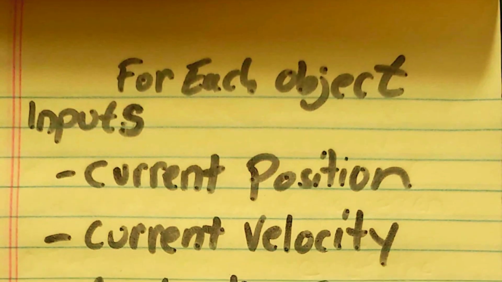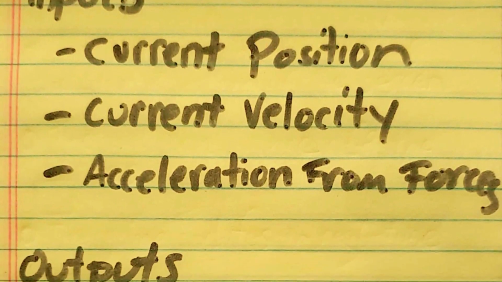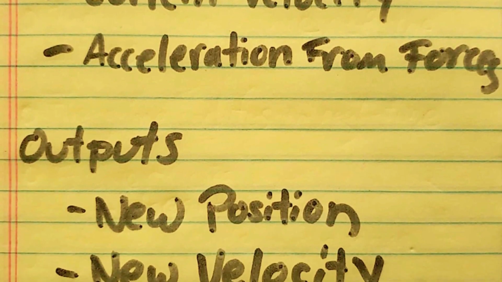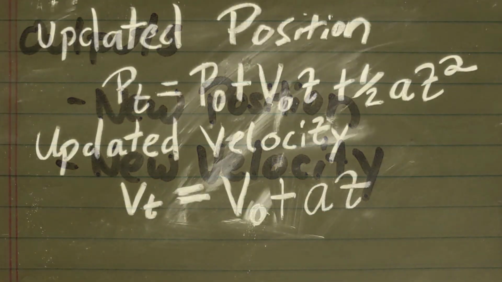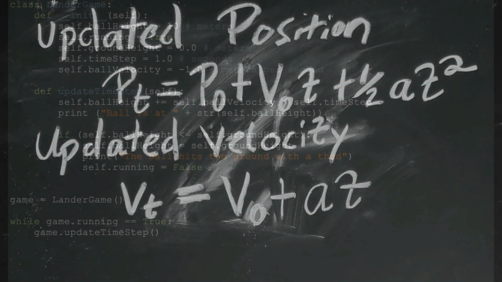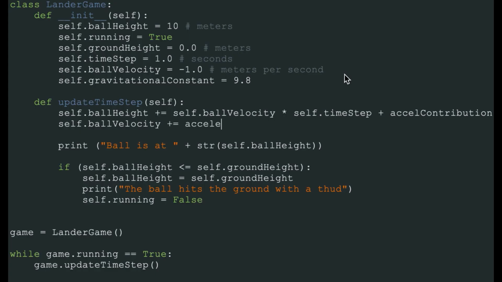Then, once we know the acceleration, the current position, and the current velocity, we can calculate a new position and velocity using these equations. These equations are really easy to code up.